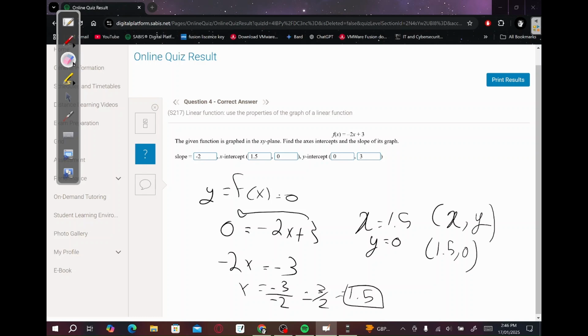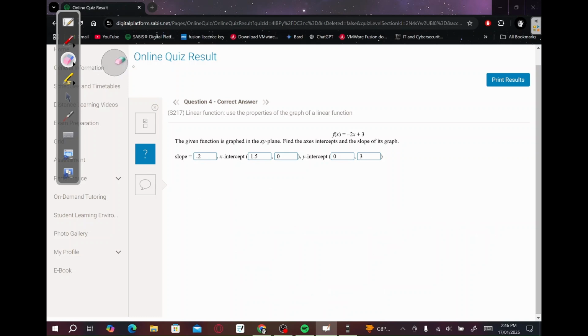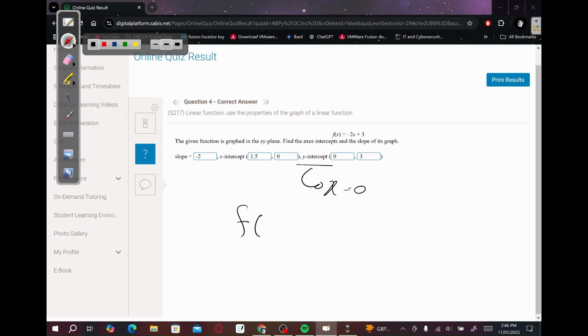Okay, now for the third part, which is the y-intercept. The y-intercept is the opposite of the x-intercept. So it is when x is equal to 0. Now this one's the easiest one of them all. So f of 0 is equal to negative 2 times 0 plus 3. This cancels out, this makes 0, so this is going to be 3. This is our answer. So you graph it on the Cartesian plane or the xy plane, it's going to give you 0, comma 3.